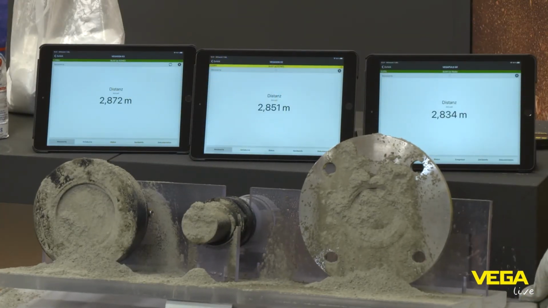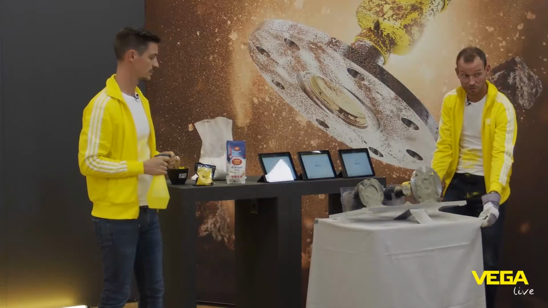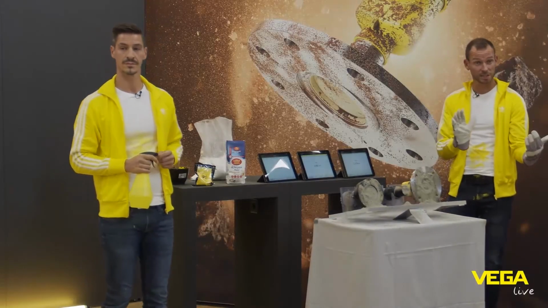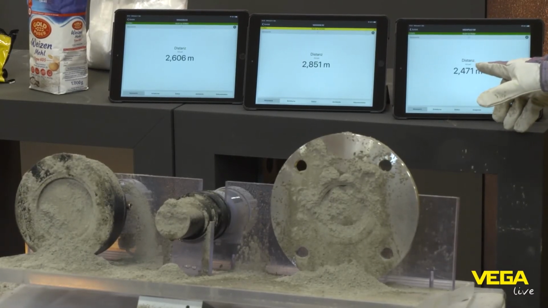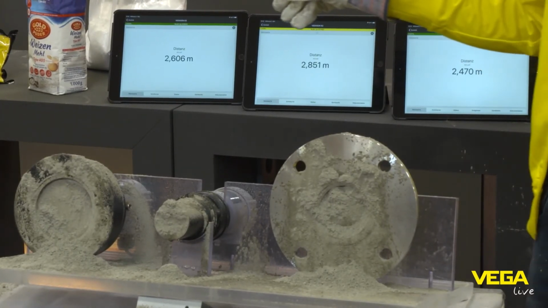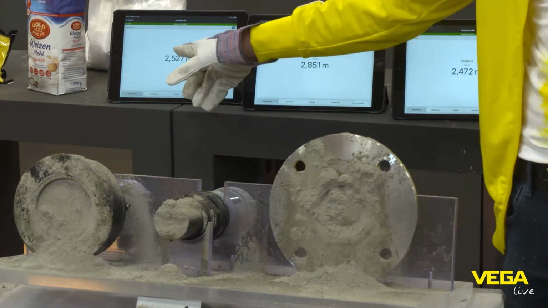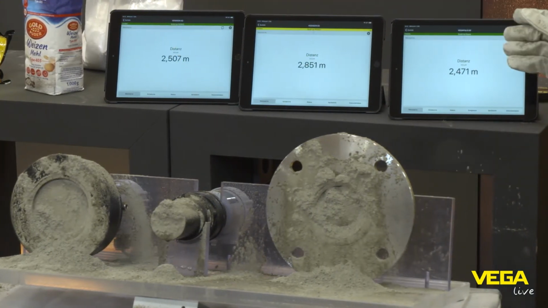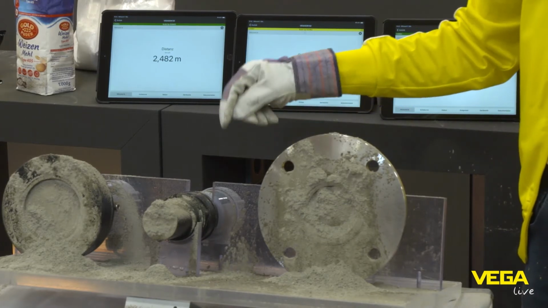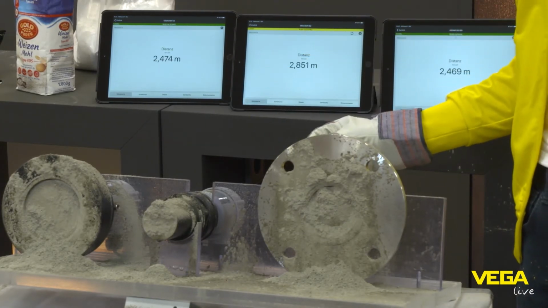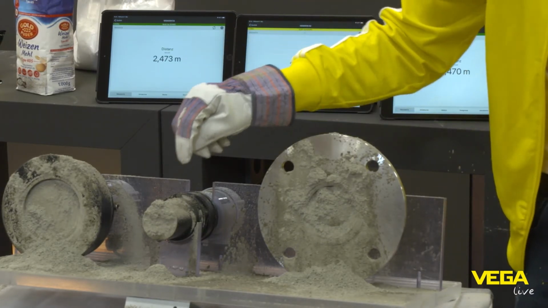So if I move now these sensors to the front, we reduce the distance to the wall. We see the radar sensor, 2.4 meters. We see also the Vegason 63 is going to 2.5 meters. So both of them are still working. But the ultrasonic Vegason 62 is still staying on the same value. So this one is not working anymore with this kind of build-up.